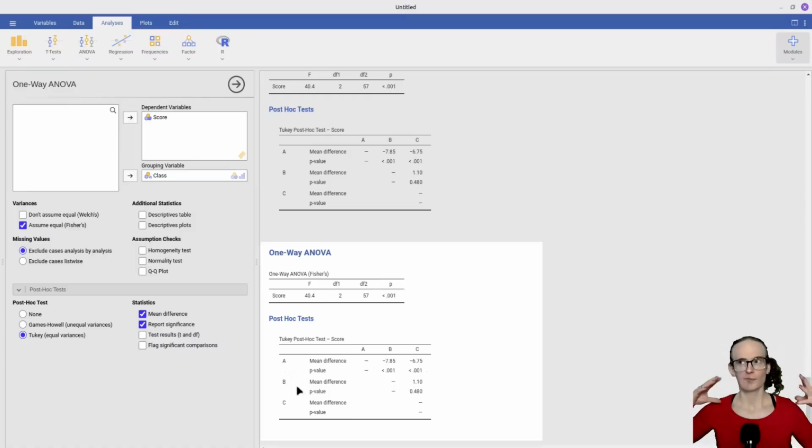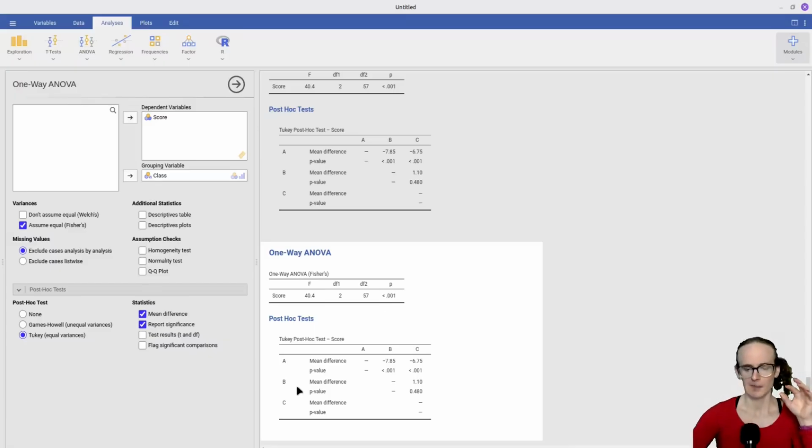So the ANOVA really is composed of two parts. The first part is this overall question: is there a difference? If we would have done that original ANOVA and there was no difference, we can stop there. We can say, hey, all of these three classes are the same, there's no significant difference. But if we do have a difference, that's when we need to do the post hoc testing.